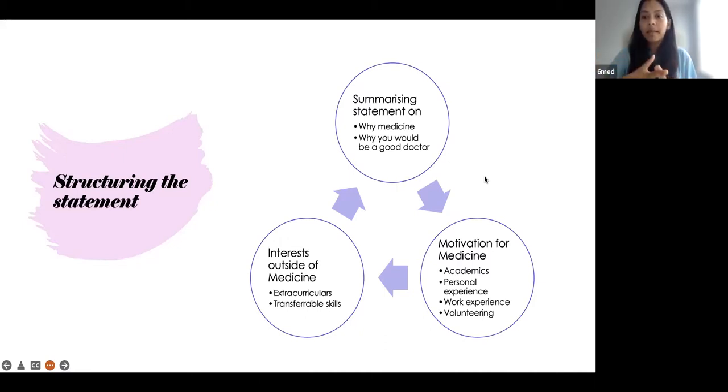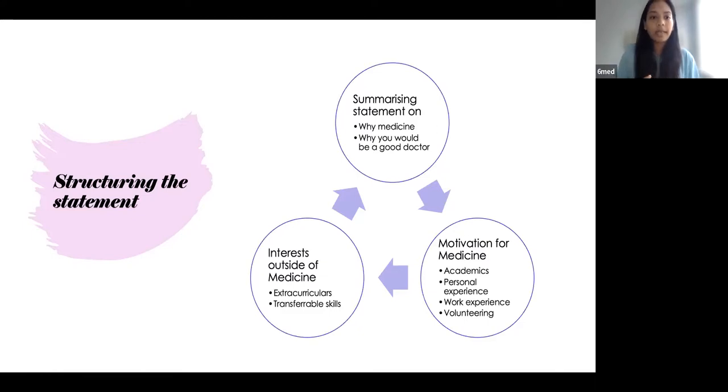I personally would recommend students to talk about their hobbies, because it shows you're a well-rounded individual. If you only have stuff on medicine, I think they don't get to know you as a person as well, because every other student will have very similar things about what work experience they've done, what volunteering they've done. What sets you apart is your personality, which I think sometimes is shown through your hobbies as well, and not just your motivation for medicine, if that makes sense. Okay, so hopefully that answered your question.